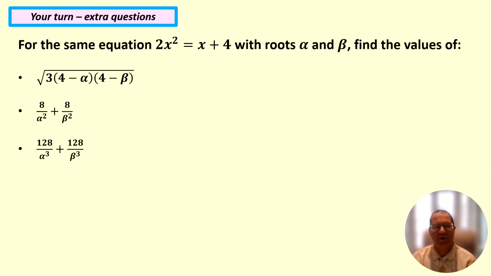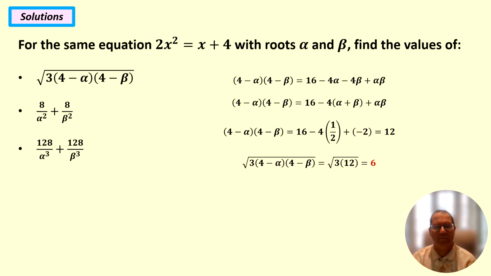And now for the same equation you've already used, 3 extra questions, 3 extra expressions to evaluate. Please pause the video. So for the first one, I've evaluated 4 minus alpha times 4 minus beta, which is 12, and then I've substituted that into the square root of 3 lots of 12, which makes the answer of 6.